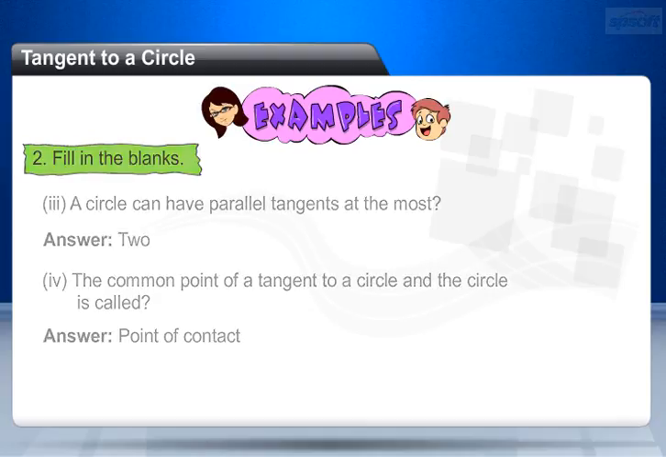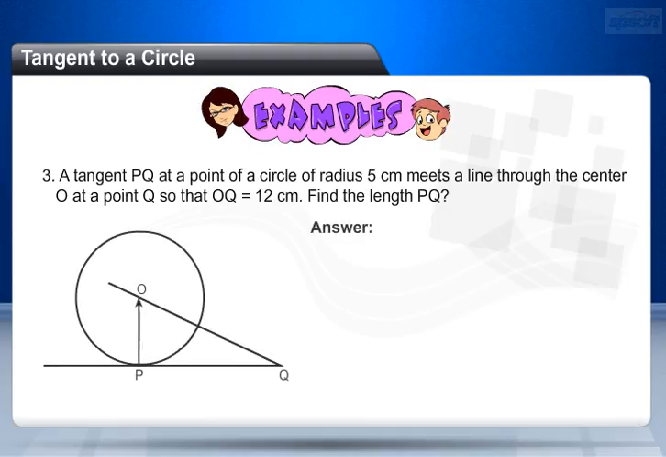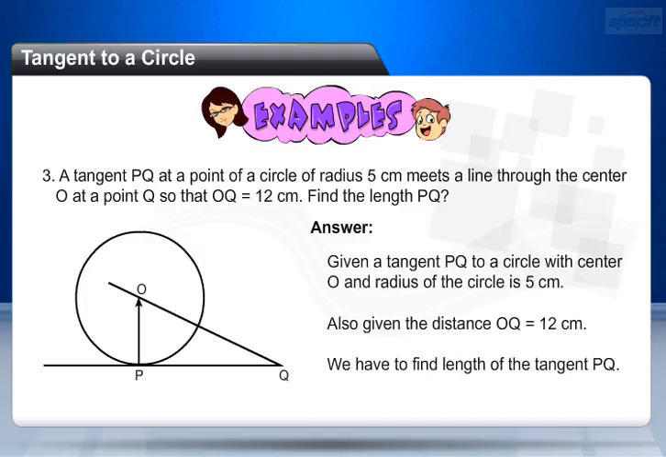Answer: point of contact. A tangent PQ at a point P of a circle of radius 5 cm meets a line through the center O at a point Q, so that OQ equals 12 cm. Find the length PQ. Answer: given a tangent PQ to a circle with center O, and the radius of the circle is 5 cm. Also given the distance OQ equals 12 cm. We have to find the length of the tangent PQ.